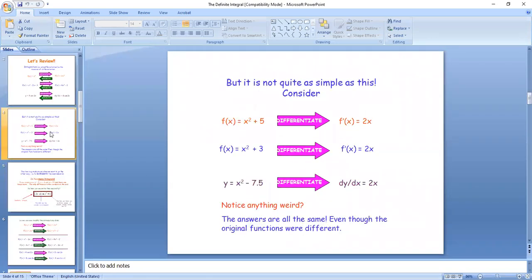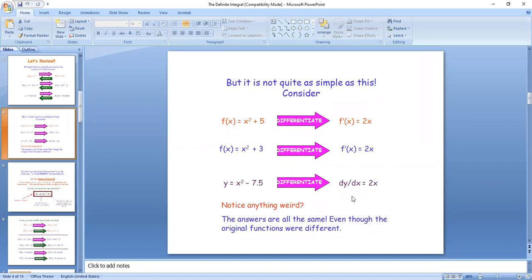But let's move on. Now, let's say, for example, these particular functions here. If you differentiate, this one is x squared plus 5, the second one is x squared plus 3, and the third one is x squared minus 7.5. If you differentiate these, they all have the same derivatives because of the x squared here, here, and here, and because the derivative of a constant is 0.